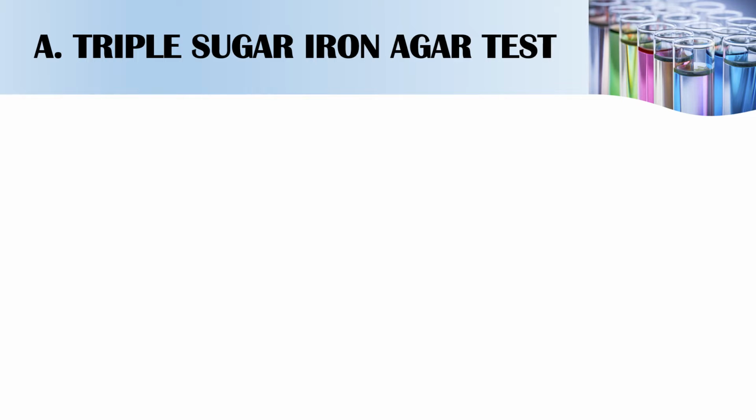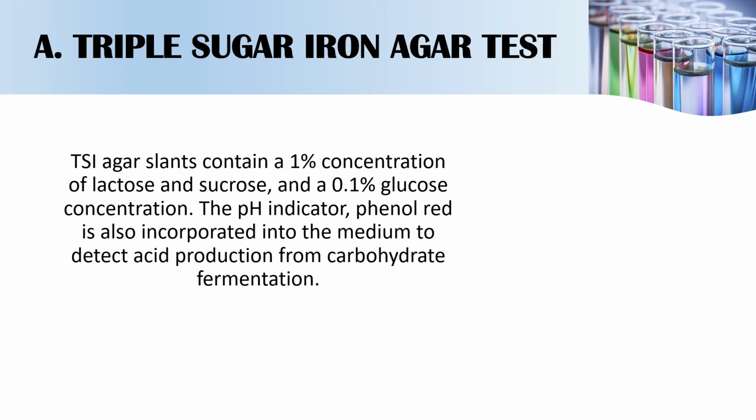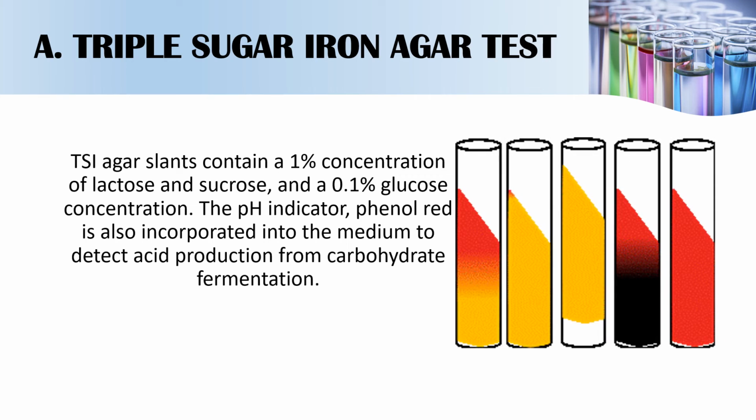TSI agar slants contain a 1% concentration of lactose and sucrose and a 0.1% glucose concentration. The pH indicator, phenol red, is also incorporated into the medium to detect acid production from carbohydrate fermentation. So here are TSI tubes with different reactions. So how do we inoculate the TSI tube?